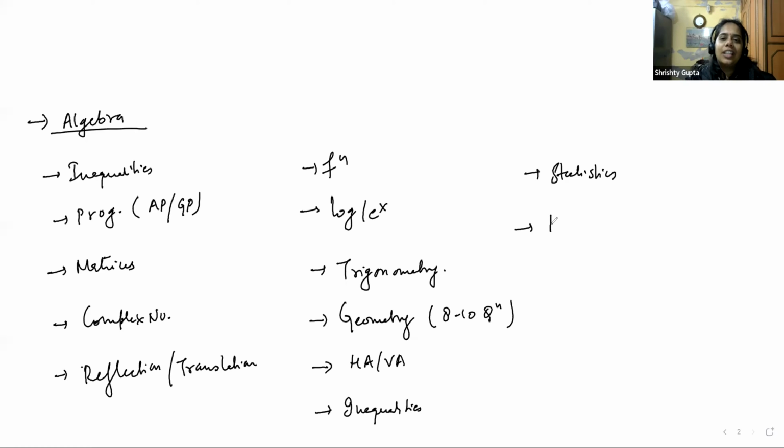The next thing that we are tested on over here is permutation and combination. We are also tested on probability. So this is the broad syllabus of ACT math. Now when I talk about progression, what exactly do they test you on? They test you on arithmetic progression and geometric progression. The basic knowledge of arithmetic progression and geometric progression is required.